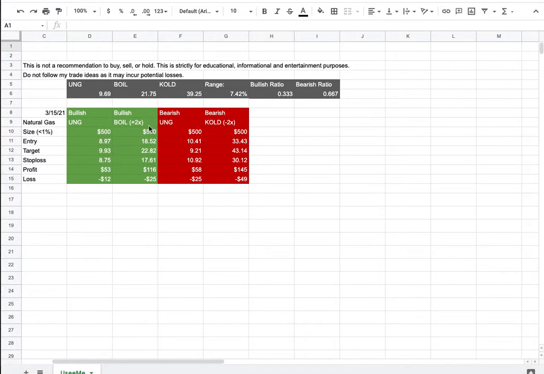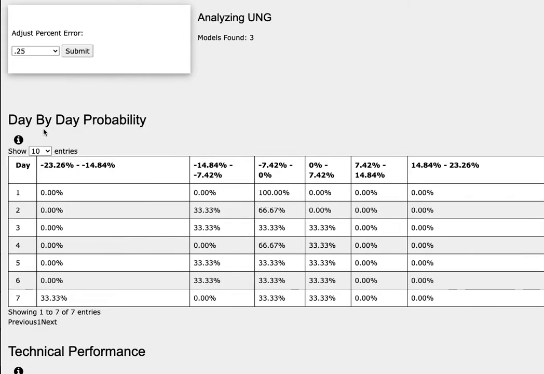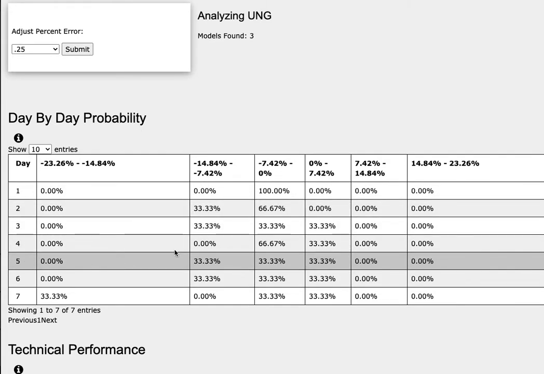So how did I develop these trade ideas? It all comes from the day-by-day probability model, which is available in the link below, so do check it out. As we progress to the 5th day or week of trading, natural gas has a 33% chance to climb between 0 to 7.4%, and to the downside, it has a 33% chance to fall between 0 to negative 7.4%, and another 33% chance to fall between negative 7.4 to negative 14.8%.